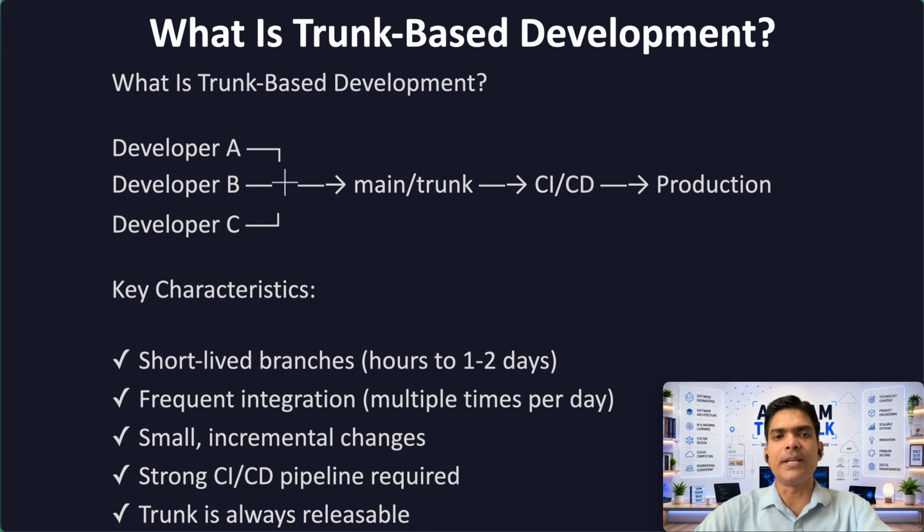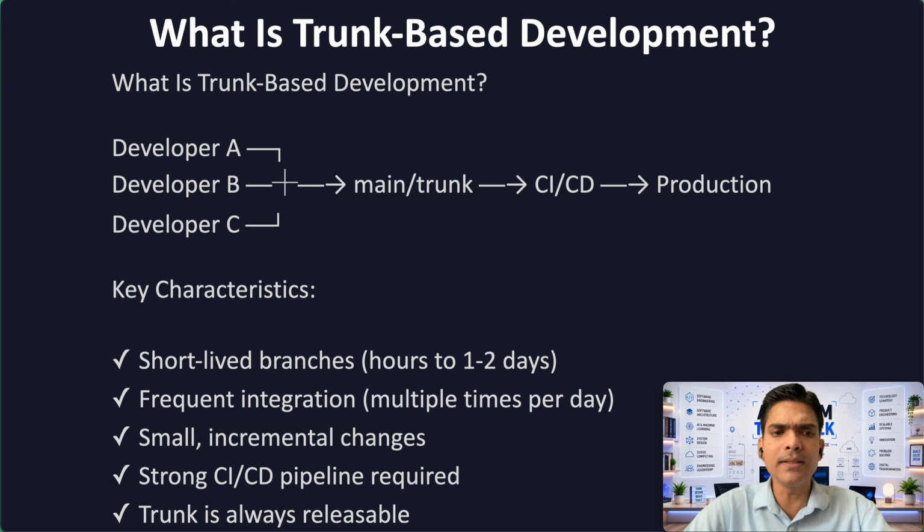Let's start with trunk based development. In this model, all engineers integrate their changes directly to a shared branch, which is trunk, usually the main branch. Developers work on short lived feature branches, but they merge back to trunk frequently, ideally within hours or at most a day or two. Every commit to trunk triggers the CI pipeline. It builds, runs the full automated test suite, and if everything passes, the code is ready for production.